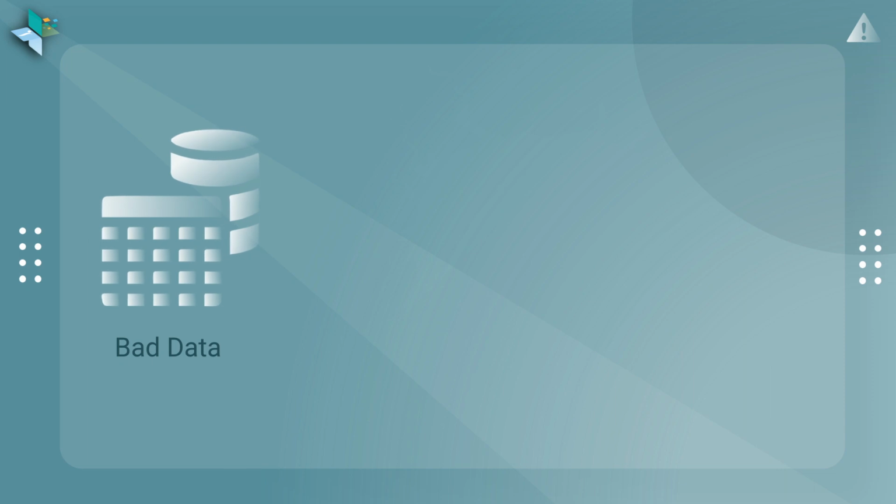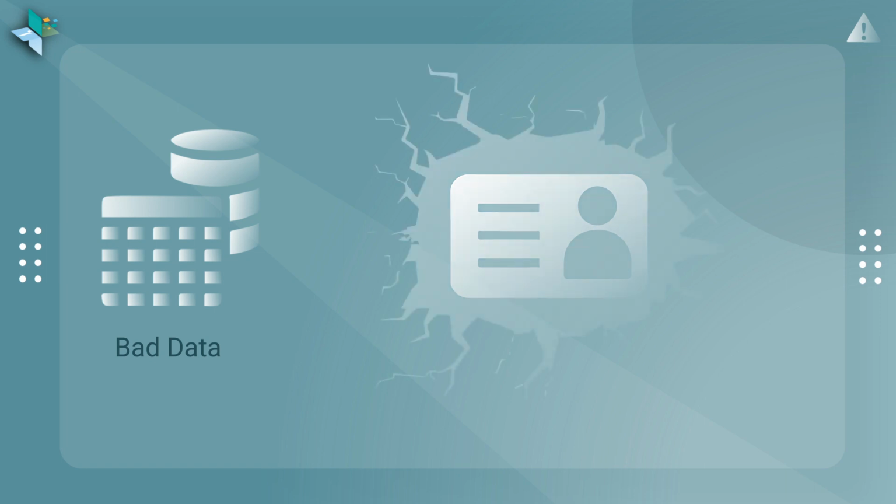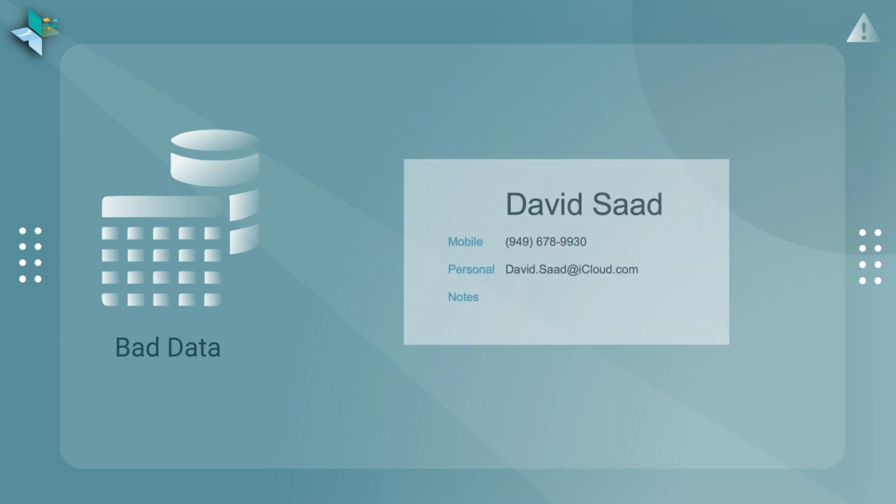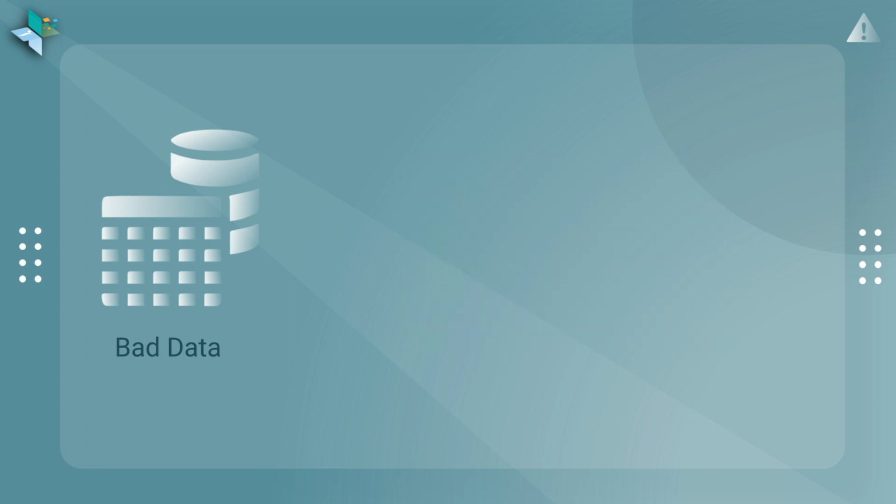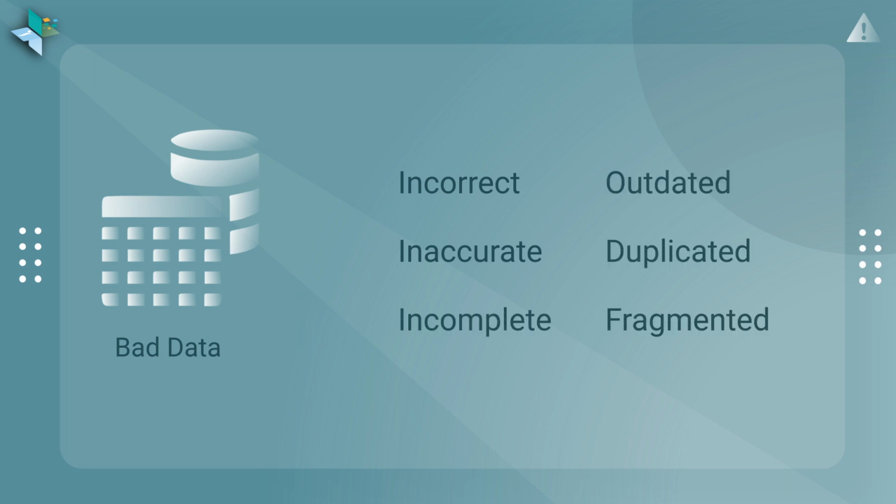It shouldn't be surprising to you that most people don't create cards for their new contacts in their address books or CRM. As a result, these connections quickly fall through the cracks or drown in your inbox. If they do make a card, it usually looks like this at best. Essentially, contact information is often incorrect, inaccurate, incomplete, outdated, duplicated, fragmented, and more.